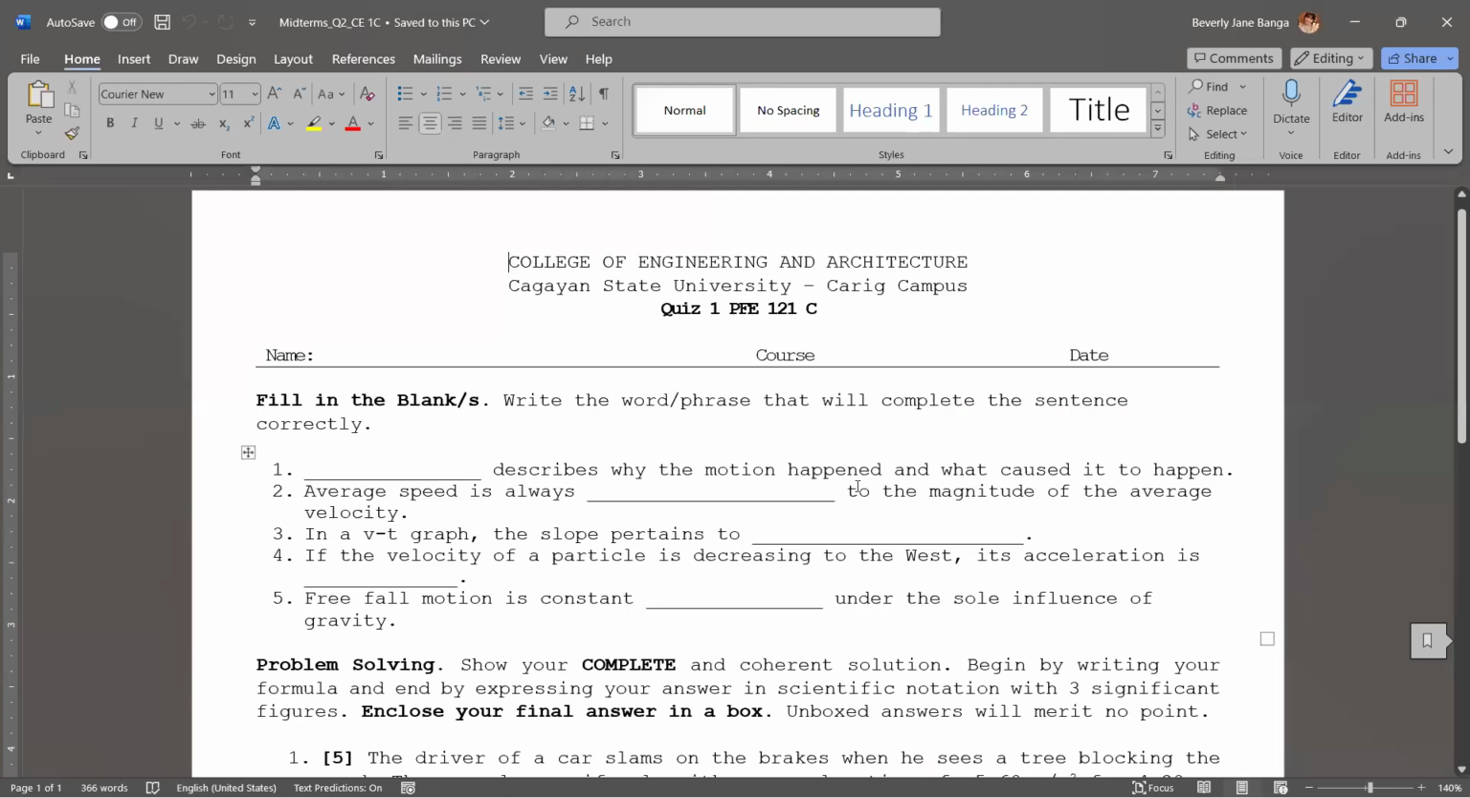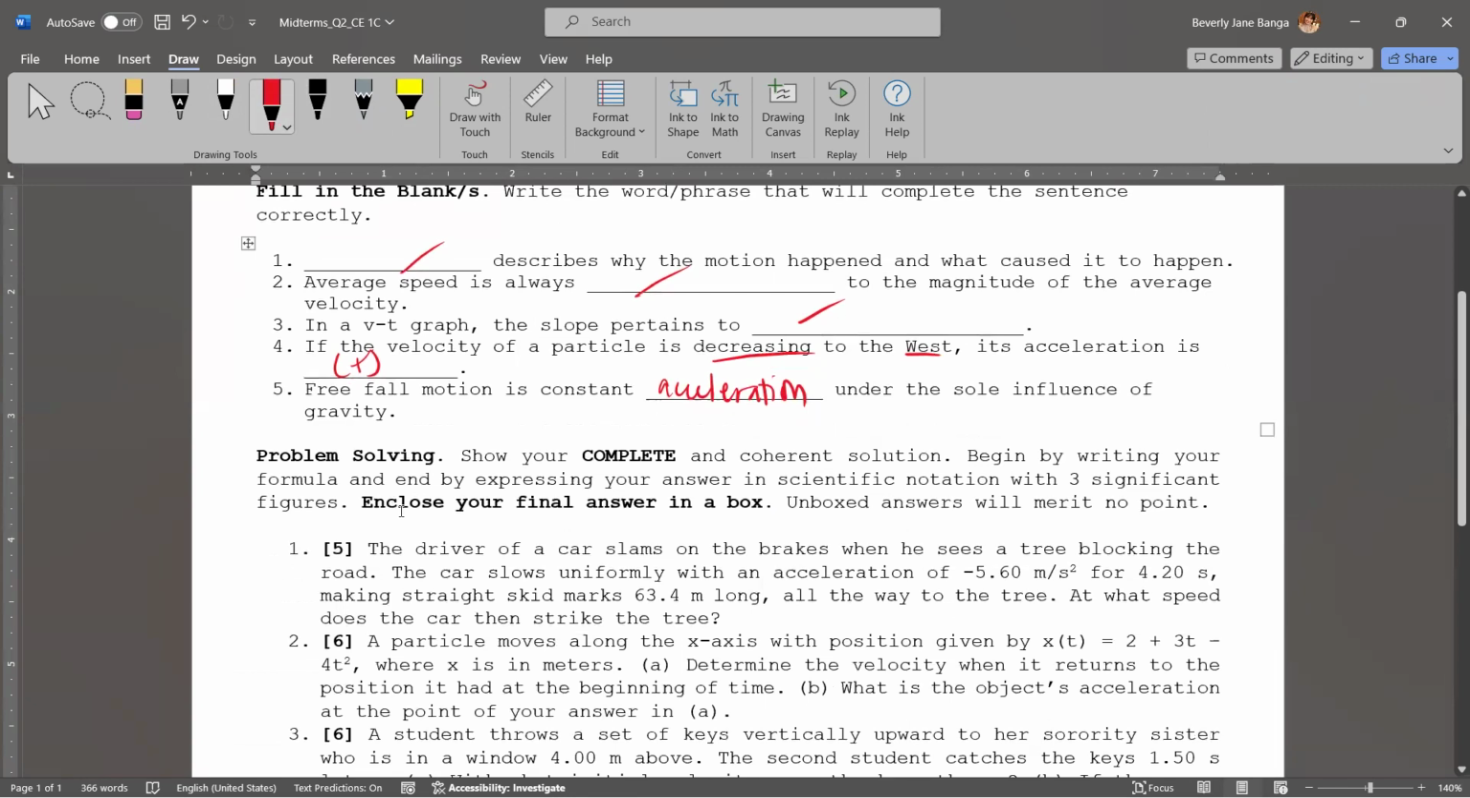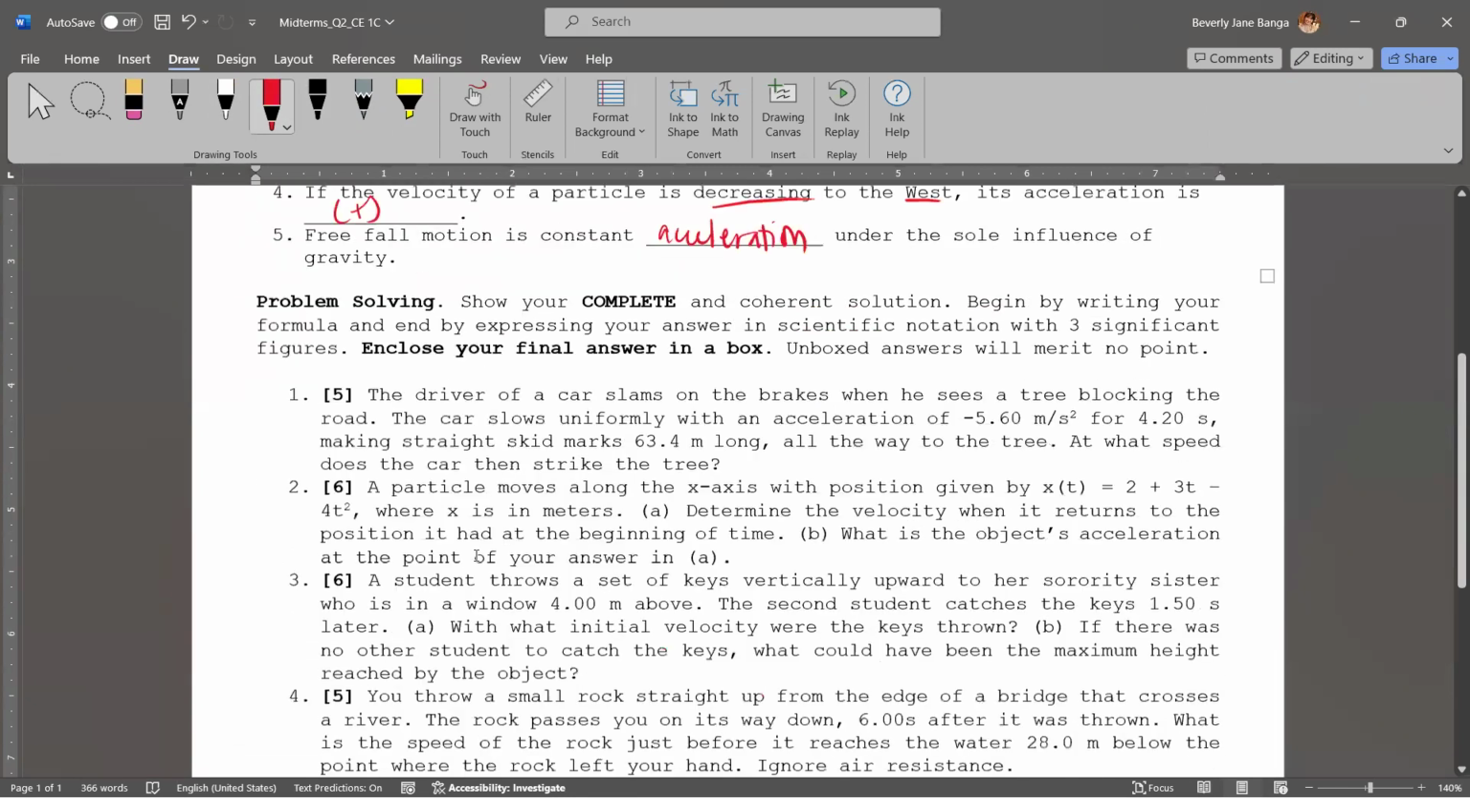Okay, so for set C, we have fill in the blanks. So just the same, we answered this one already. Dynamics, no? Average speed is always greater than. Slope pertains to acceleration. Decreasing to the west, so this one's positive. Constant acceleration. Okay. Motion under the sole influence of gravity. Okay, so let's move on to this part.